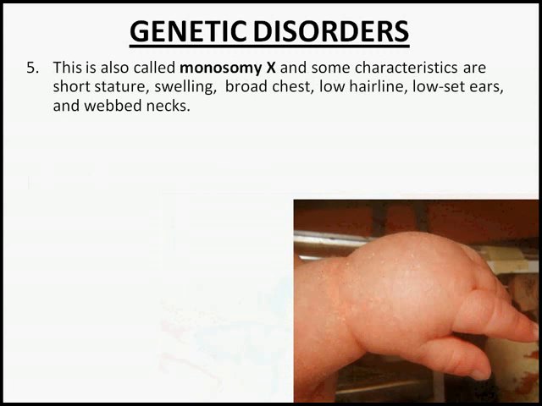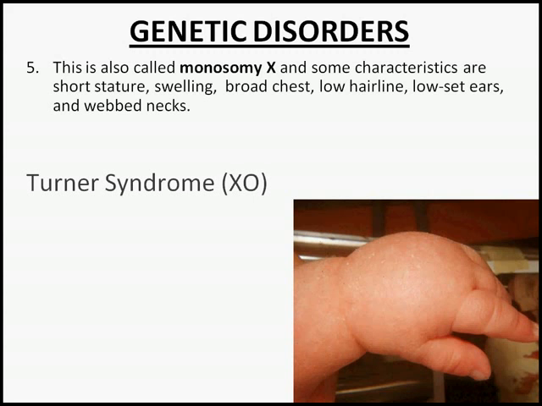The fifth one, also called monosomy X, monosomy meaning one, is simply a genetic disorder that involves having only one X chromosome. Some of the characteristics you can see there: short stature, broad chest, and a webbed neck. All I have here for you is a picture of the swelling, and this is called Turner syndrome, also referred to as XO, meaning there is no other sex chromosome, and this is only for girls. A Y chromosome makes you a male, so if you don't have a Y chromosome and only have an X, you are a female that has this disorder.